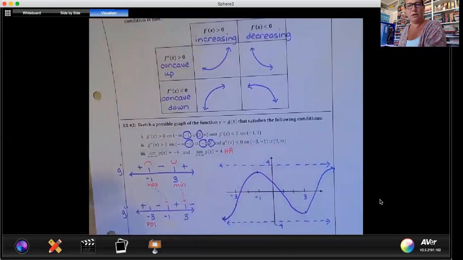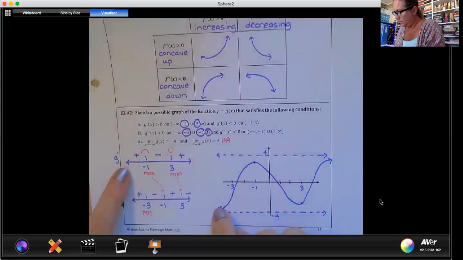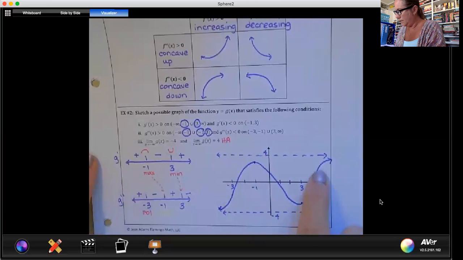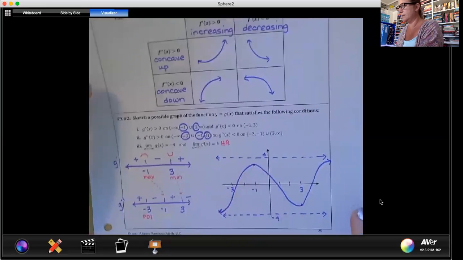So again, make sure that you get your information down. You are increasing till you hit -1. You have a max. You are decreasing, excuse me, till you get to 3. You have a minimum. And then you are increasing again. You have a point of inflection at -3, so we're going from concave up to concave down. And then at -1 and 3, you don't have points of inflection because those are at extrema, maximums or minimums.